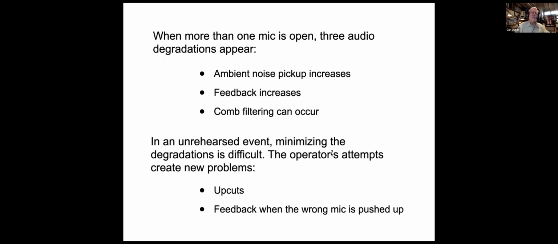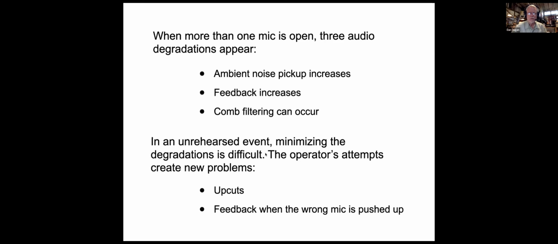So now, in a situation where you have multiple microphones in a live production, three kinds of things work against getting quality sound. The ambient noise pickup increases. The more microphones that you open, the more ambient noise from the room that you get. The potential for feedback increases as you turn on more and more microphones. There would be a limit to how many mics you could open before the system would go out of control. And also comb filtering can occur when the voice going into one microphone is going into the next microphone at a lower level and a different distance, and that causes comb filtering effects.